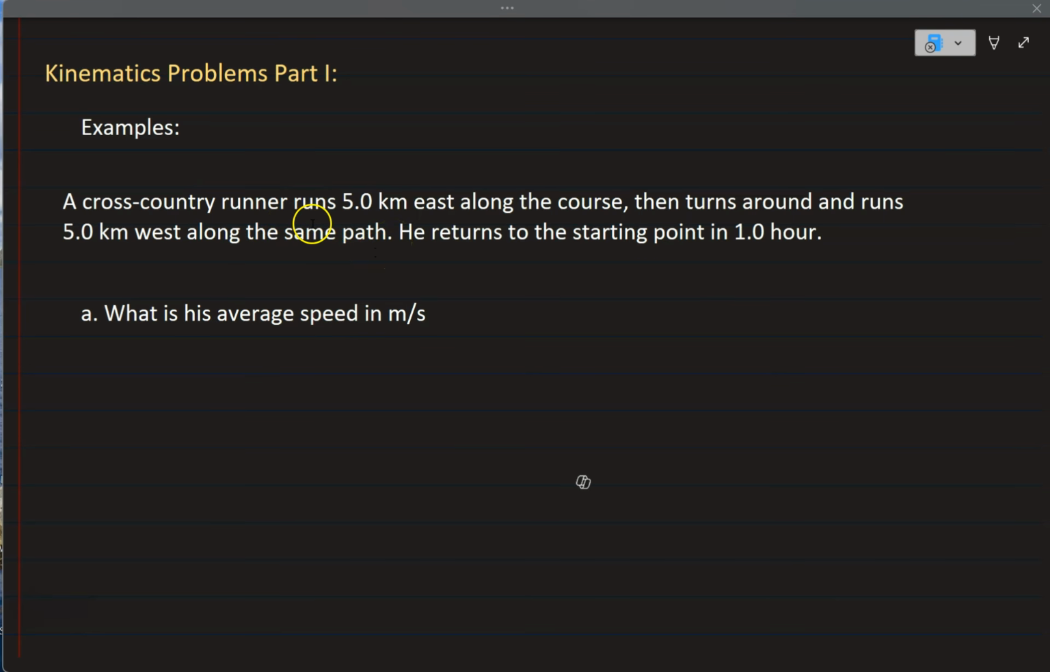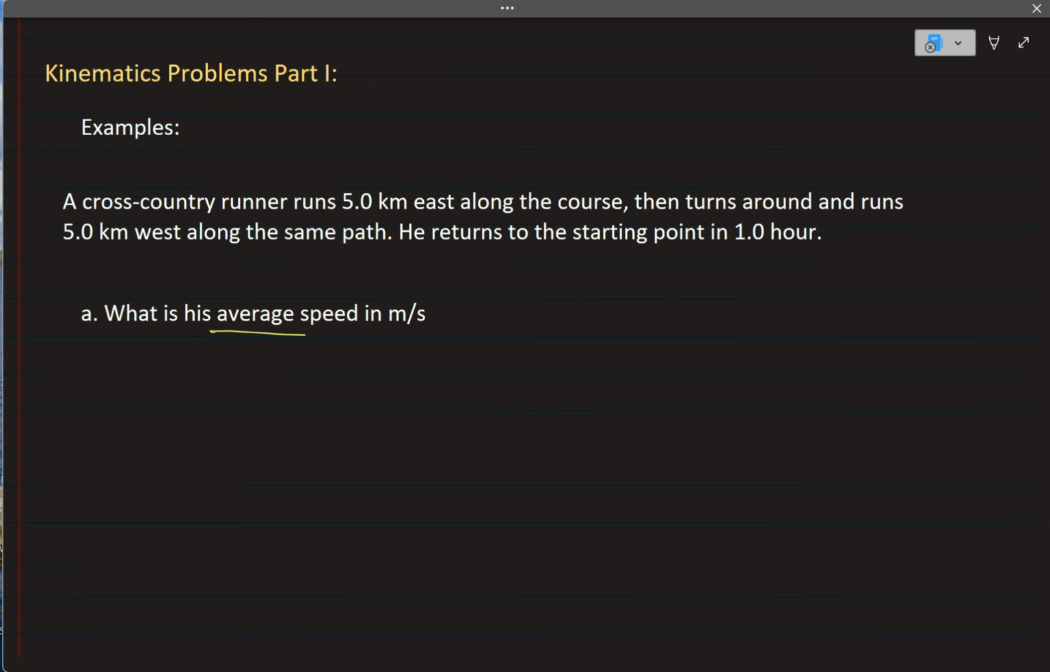A cross-country runner runs 5 kilometers east along the course, then turns around and runs 5 kilometers west along the same path, and then he returns to the starting point in 1 hour. So basically he goes 5 kilometers, comes back, and then goes back to the starting point, and the total time is 1 hour. The first question is, what is his average speed?